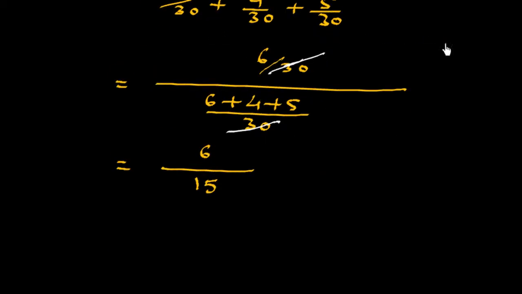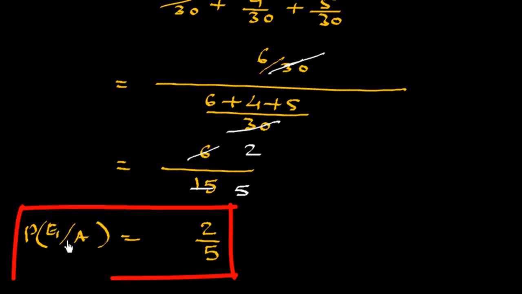We simplify this: 3 twos are 6, 3 fives are 15. So we get 2 over 5, which is the probability that a red ball came from the first urn, that is, E1 given A. In this way we can use the Bayes theorem to solve posterior probability problems using the conditional probability methodology. Thank you.